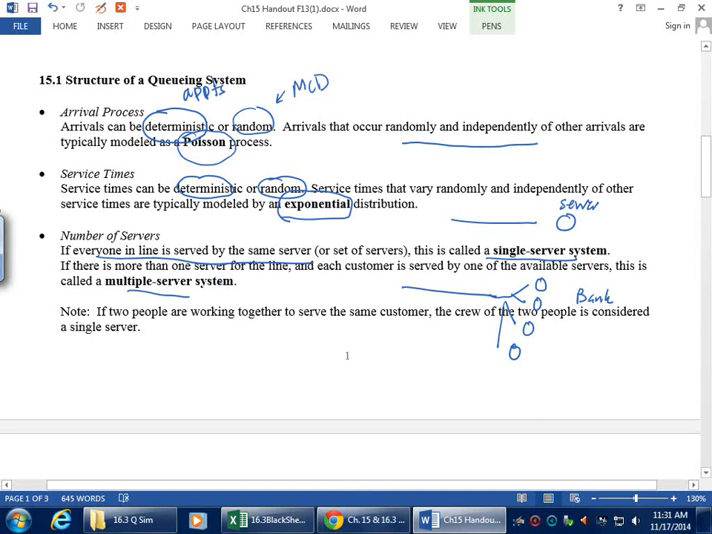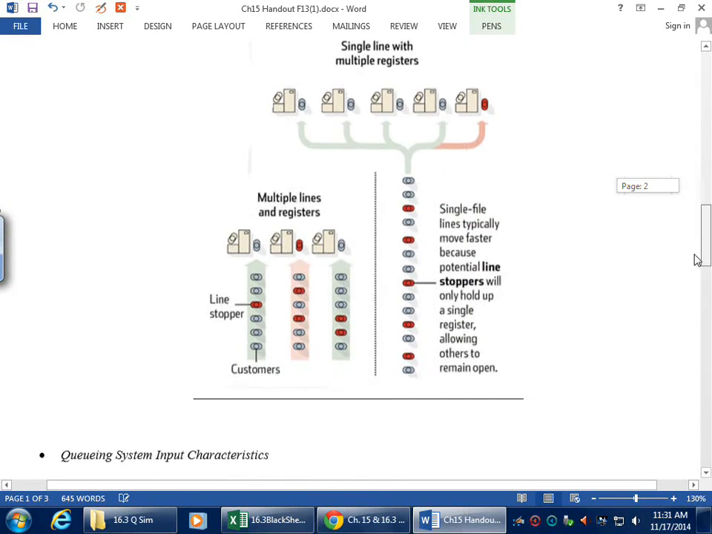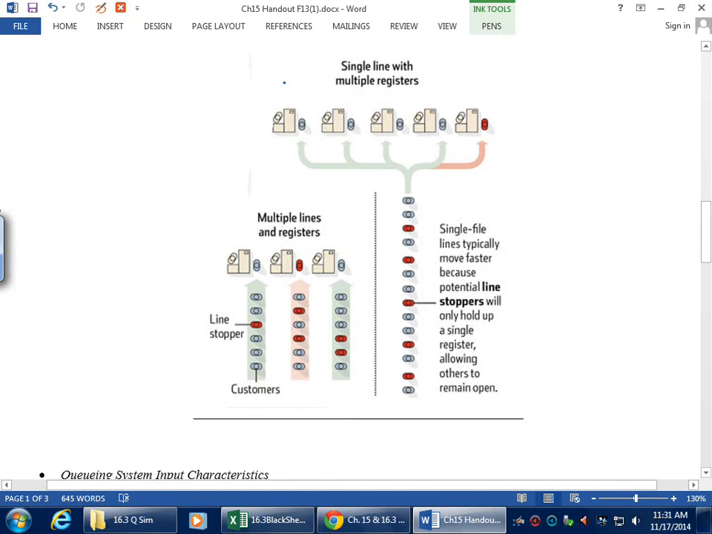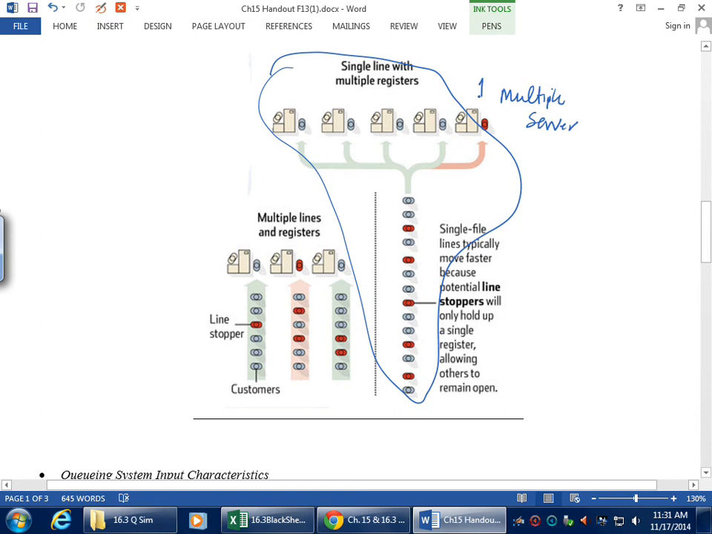The important thing to note is that a system should have 1 line. So this is one system, and here is another system. Let's look at another picture here. This is considered a multiple server system. We have 1 line that's served by many cashiers, many servers.